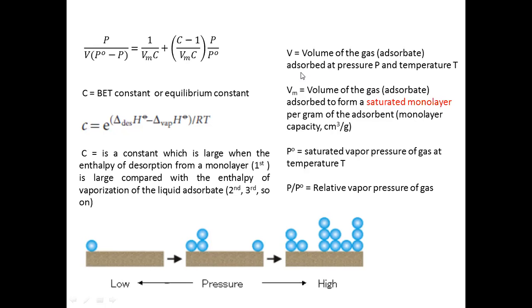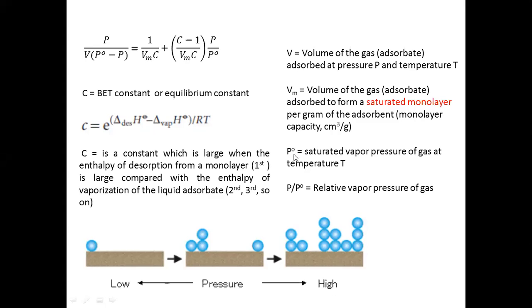So there is a difference between V and Vm. V is any volume of the gas, but Vm is the volume of the gas needed to form a saturated monolayer. So what does it mean? That means when all the active centers on the adsorbent are occupied, the layer becomes saturated. At this point, the volume of the gas is called Vm. So this is the difference between V and Vm.